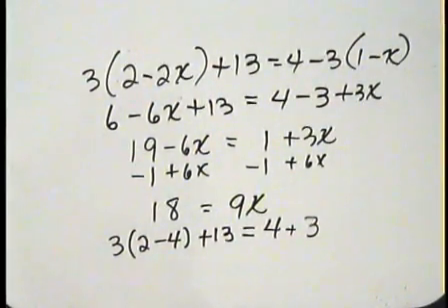Does the left side equal 7? Well, let's see. Parentheses on the left side, 2 minus 4 is negative 2. 3 times negative 2 is negative 6. Negative 6 plus 13 equals 7. We have 7 equals 7. X equals 2 is the correct, in fact, the only correct solution to our somewhat complex original equation.